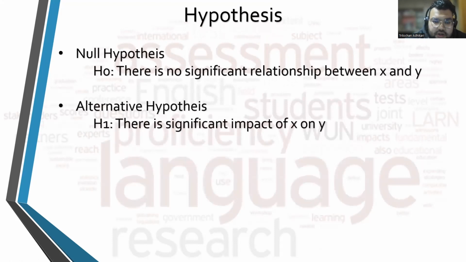So talking about the null hypothesis, if there is no significant relationship between any two variables, then it is a null hypothesis. Whereas if there is any significant relationship between variables, it is called an alternative hypothesis. A null hypothesis is written in this pattern, H0, and the alternative hypothesis, H1. If there are other alternative hypotheses, H2, H3, H4, there is a significant impact of one variable on Y.